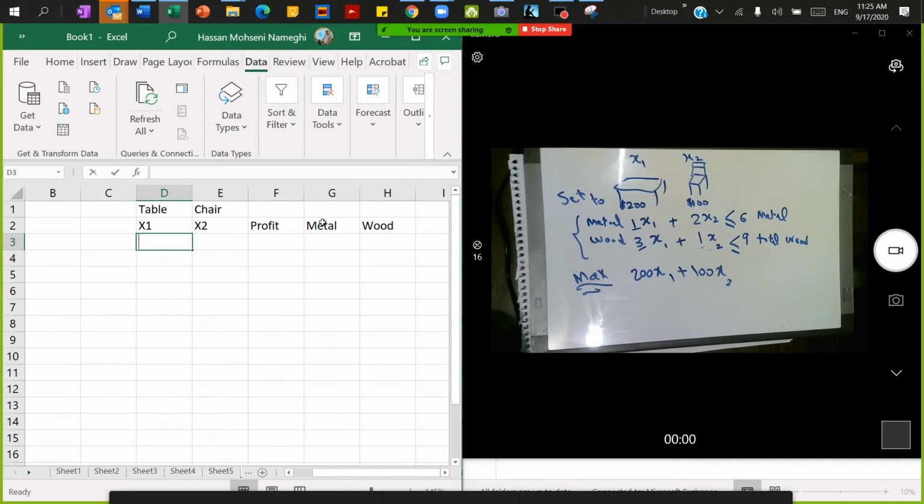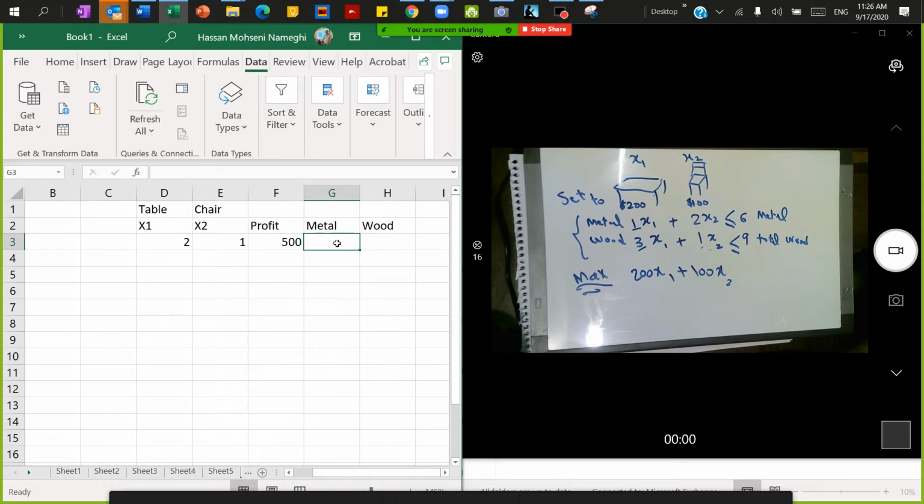For instance, I want to put 0 chairs and 0 tables in the beginning, right? If I create 0 tables and 0 chairs, my profit is equal to the equation 200x1 plus 100x2. So it will be 200 times x1, which in this case is D3, plus 100 times E3. There you go. This is the equation for profit. If I make 0 tables and 0 chairs, I make $0 profit. Now if I make 2 tables and 1 chair, I make $500 of profit. This is the equation that we set up, and we can actually play with it.